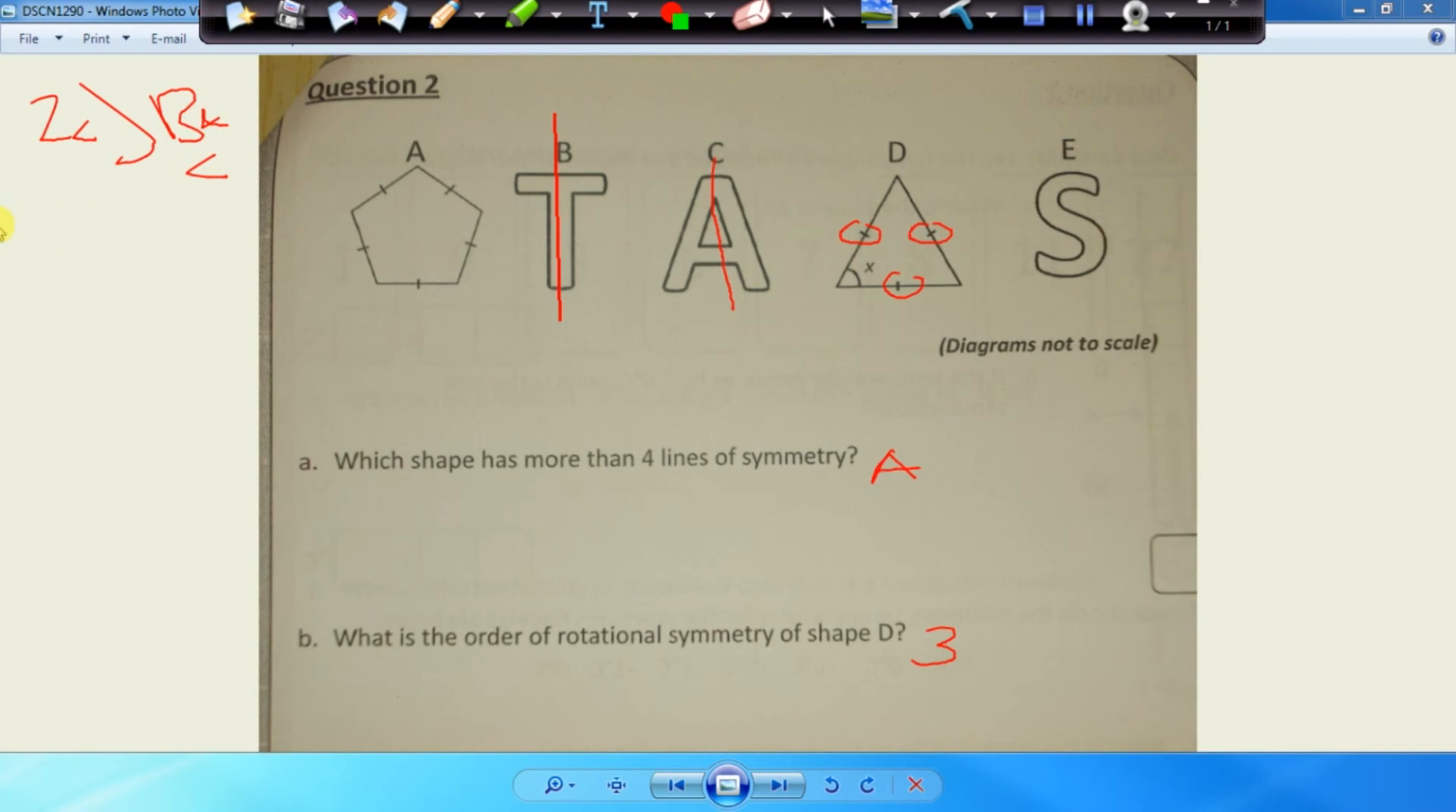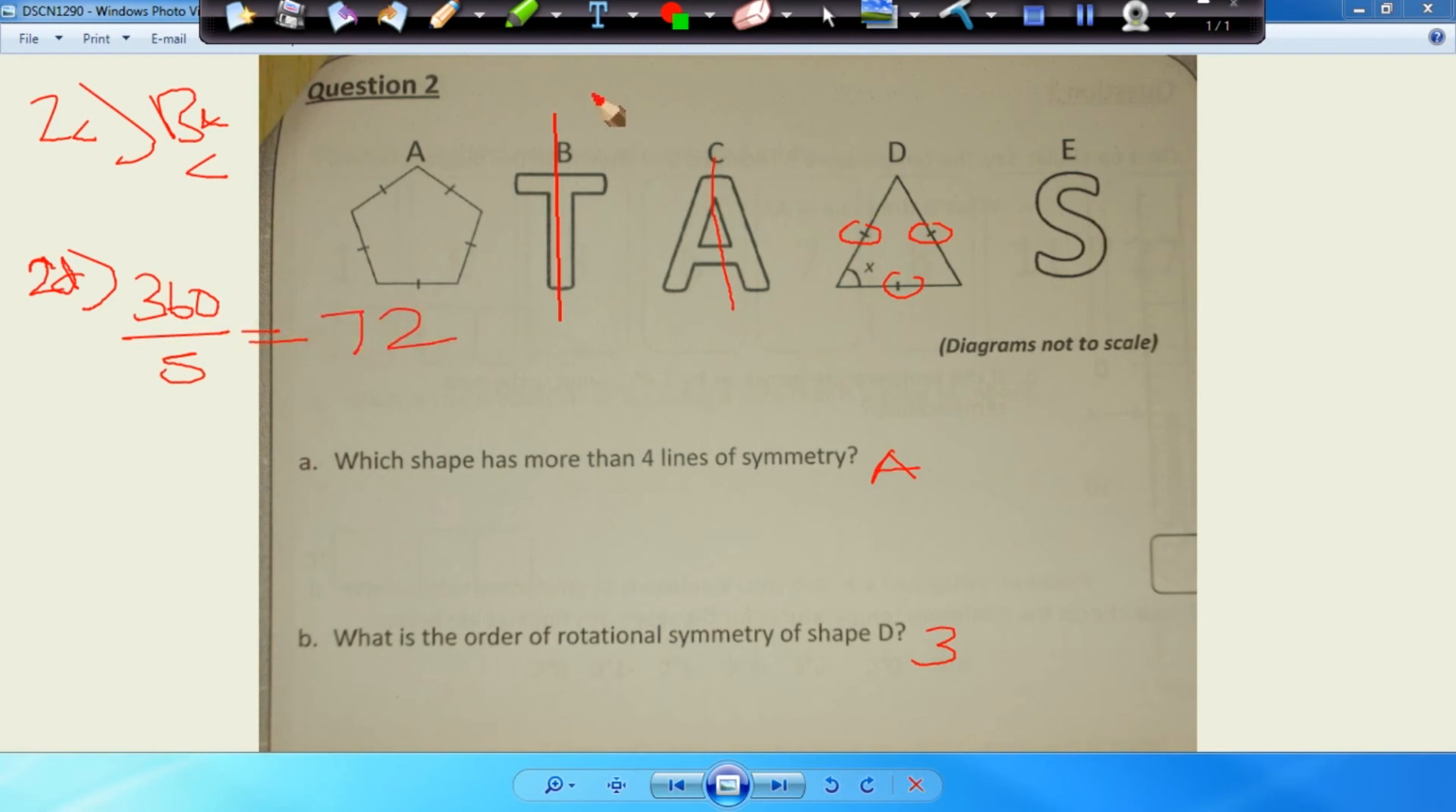Okay. Question 2D. What is the size of an interior angle in shape A? One way to work out the inside angle of a regular polygon is to work out the outside one and then do 180 minus that angle. So, how many sides do we have? 5. So 360, if you divide it by 5, that will give us what?